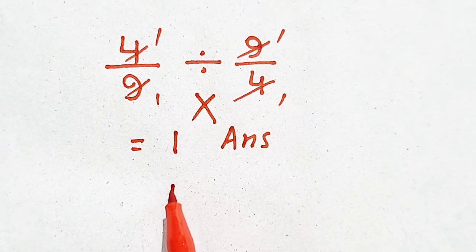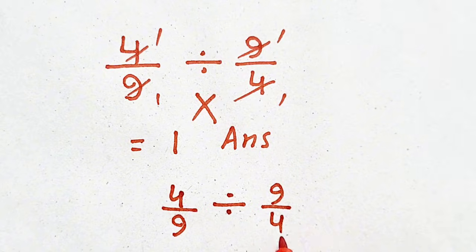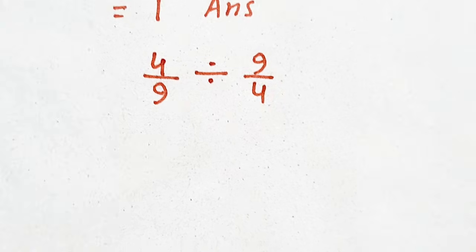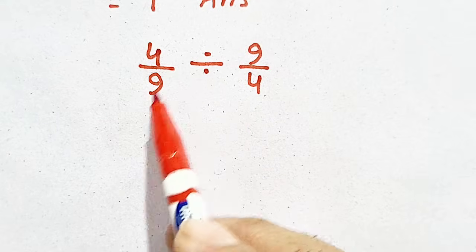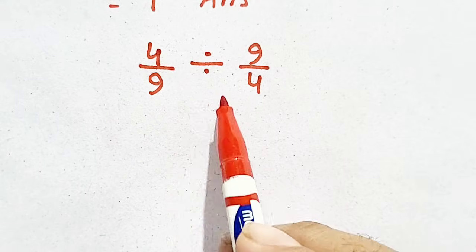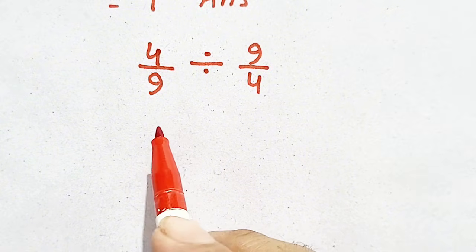So again we solve it. 4 by 9 divided by 9 by 4. Here is division. If multiplication would be there, then we can cancel each other, but here is division. So we have to apply the KCF rule.